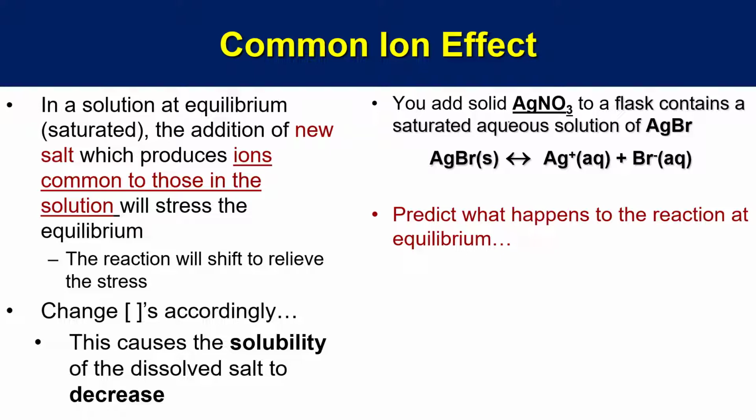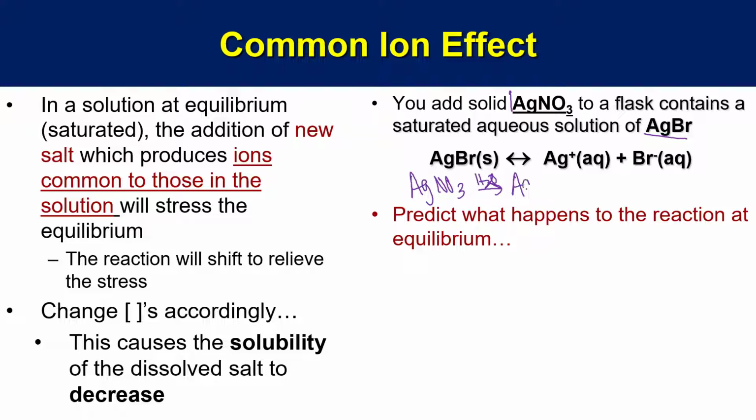It says you add solid silver nitrate to a flask containing a saturated aqueous solution of silver bromide. Now, you guys know from table F, silver bromide is a semi-soluble salt, so it really doesn't take a lot to saturate the solution. Predict what happens to the reaction at equilibrium. Well, our first thing that we got to think about is what will happen when silver nitrate dissolves in the presence of water.